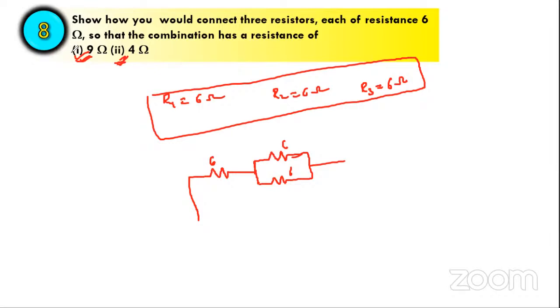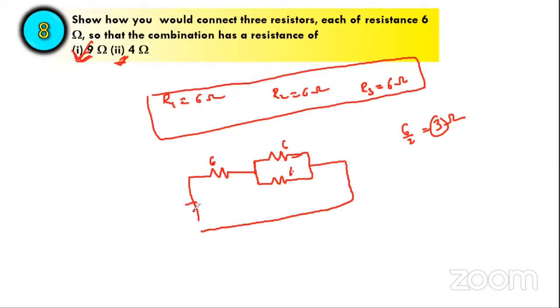Now check it once. This one is in series and these two are in parallel. You are getting 9 now. 6 and 6 are parallel, so 6 by 2 you will get. That is 3, final answer, 3 ohms. 6 plus 3 is 9. So the first condition is satisfied with this setup.